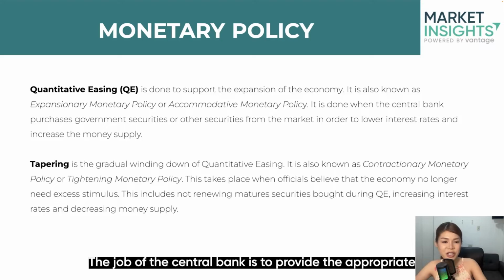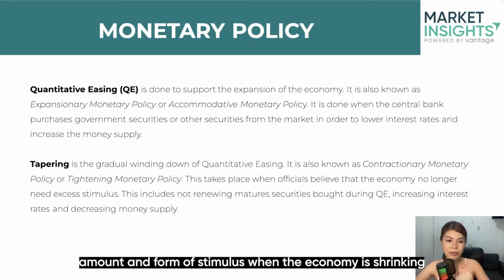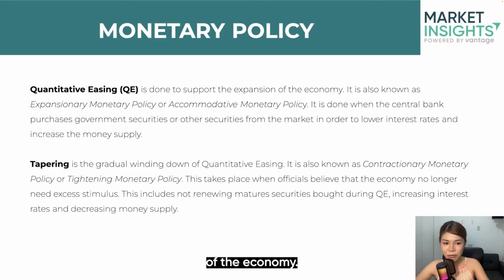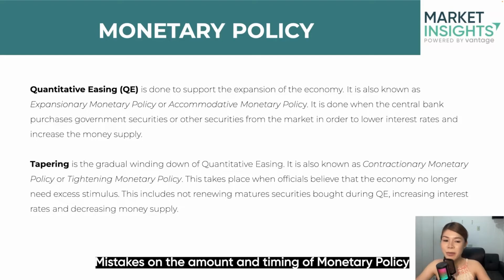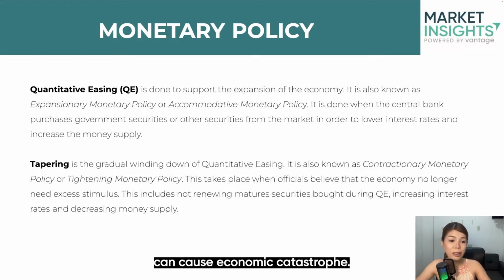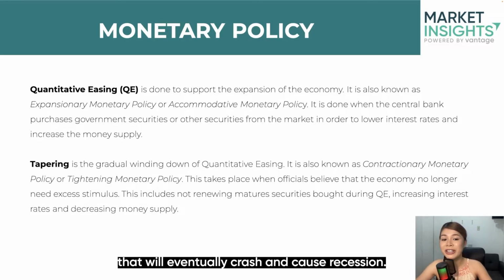The job of the central bank is to provide the appropriate amount and form of stimulus when the economy is shrinking and take back what it lends based on the capacity of the economy. Mistakes on the amount and timing of monetary policy can cause economic catastrophe. Too much stimulus can lead to high inflation and an economic bubble that will eventually crash and cause recession. On the contrary, too little stimulus can hinder the growth potential of a country.